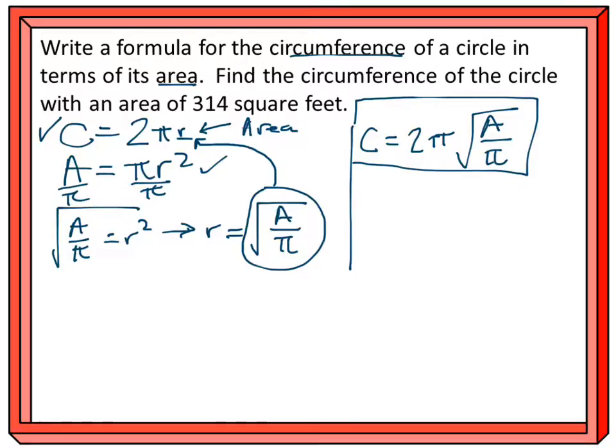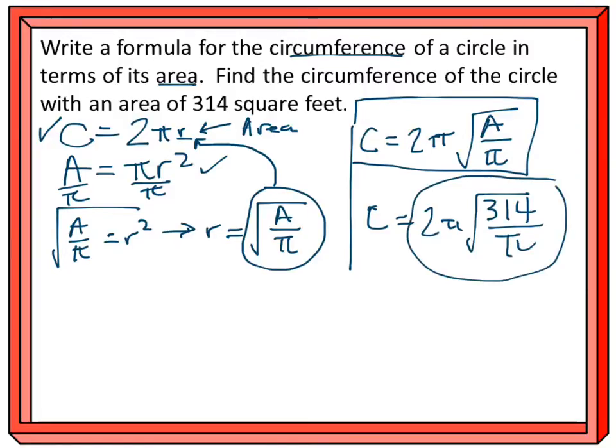So the second part of the problem says find the circumference of a circle with an area of 314 square feet. I'm going to take the circumference is equal to 2 pi square root, and in place of the A, I'll just put 314 over pi. And then at this point it's just, hey, calculator, plug that in and approximate your answer. This would be an exact answer. Plug it into the calculator, get an approximation. It's like 62 or 63-ish.